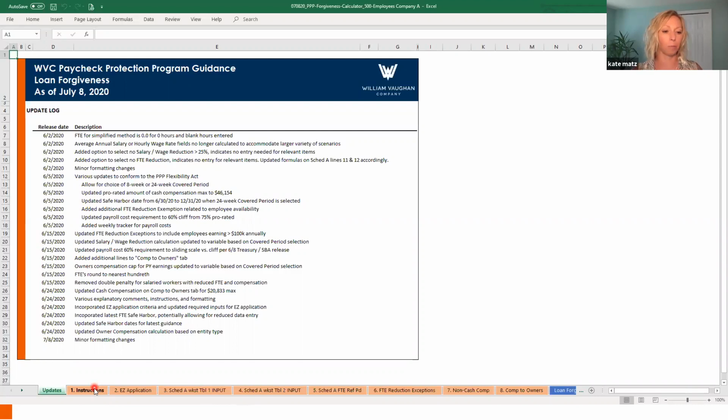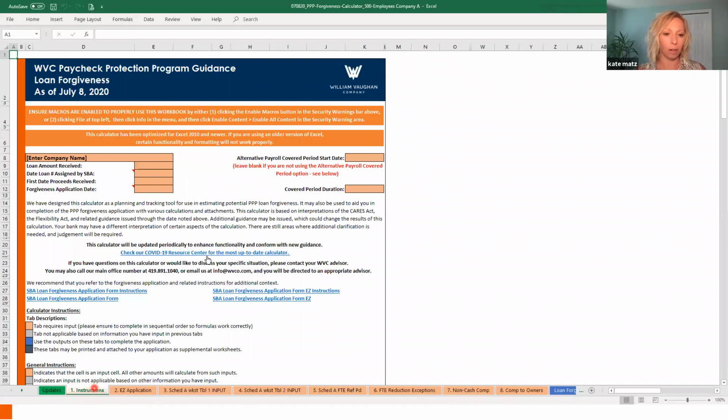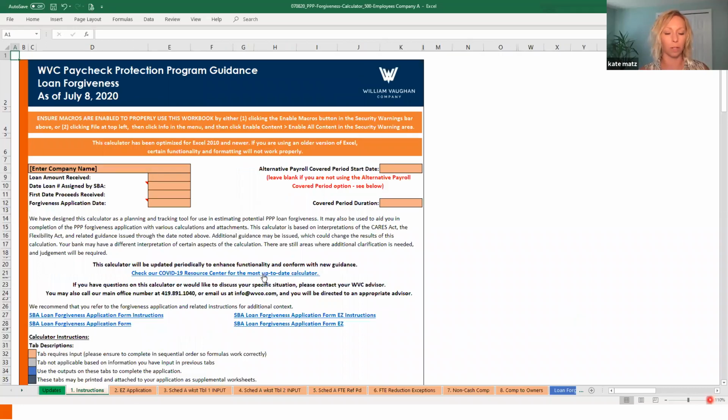All right, we'll pop over here to tab 1 with the instructions. A couple things again before we get into this example. We do have this link here in the middle to get back to the calculator page on our website. And always good to just check that periodically, make sure that you've got the most recent update. We also have down below here links to the application forms that are posted on the Treasury website. So on the left, you've got the application instructions and application form for the full-length version. Over here on the right, you've got the easy instructions and the easy form.